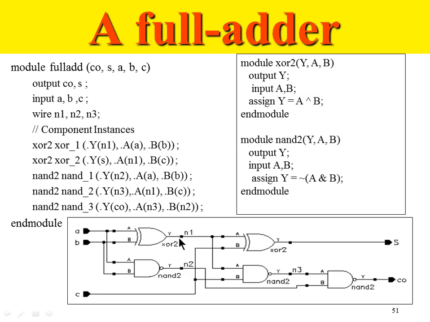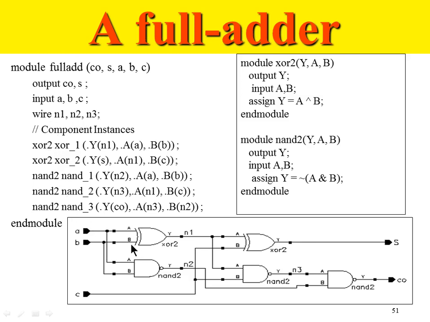If you see in the circuit below here, N1 wire is connecting the output of the first XOR gate to the input of the second XOR gate. N2 wire is connecting the output of the first NAND gate to the input of the third NAND gate here. And N3 wire is connecting the output of the second NAND gate to the input of the third NAND gate. So I need these wires. So wire N1, N2, N3, each of them is a single bit wire.